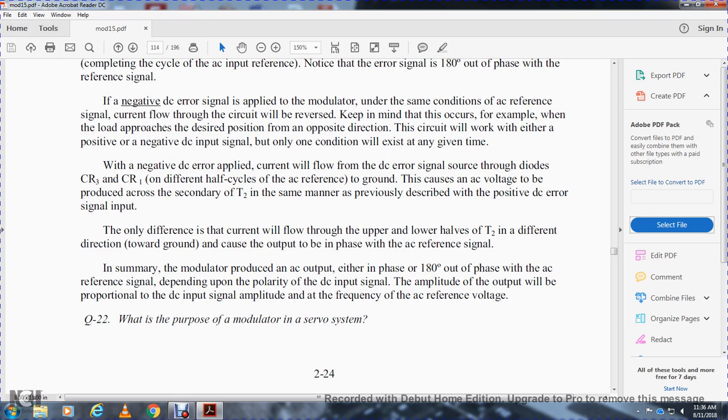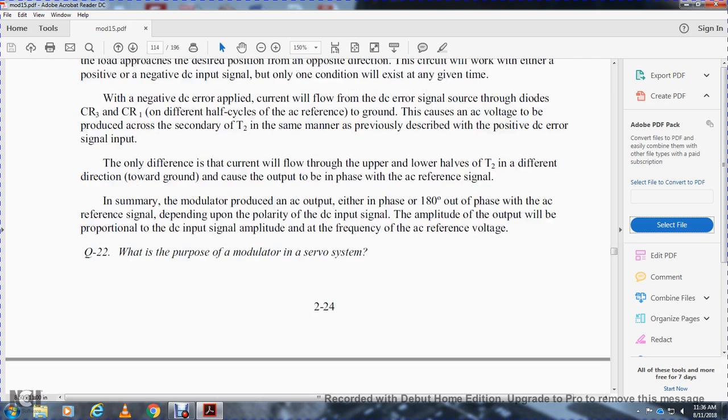The output of the modulator is either in phase or 180 degrees out of phase with the AC reference signal, depending on the polarity of the DC input signal. The amplitude of the output will be proportional to the DC input signal amplitude, with the frequency of the AC reference voltage.